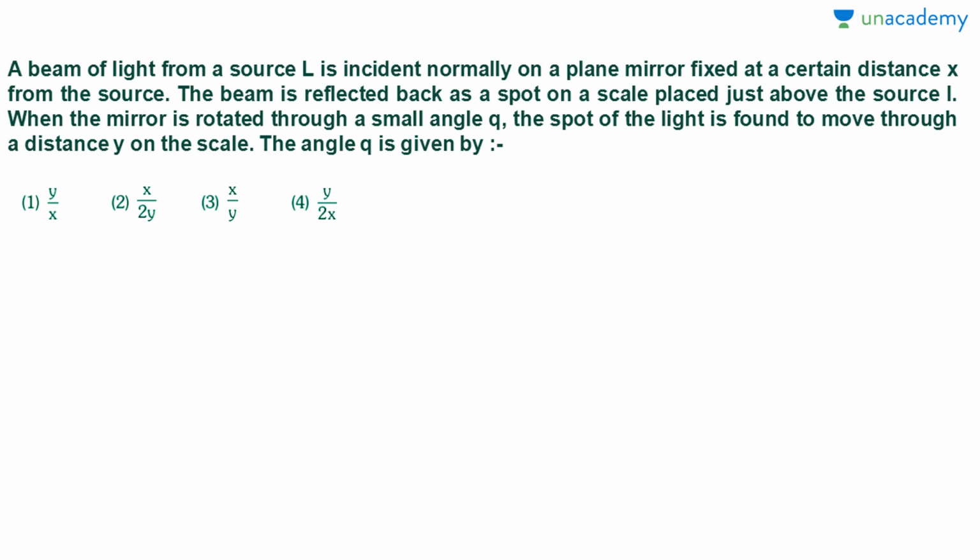A beam of light from a source is incident normally on a plane mirror fixed at a certain distance x from the source. The beam is reflected back as a spot on the scale placed just above the source. When the mirror is rotated through a small angle theta, the spot of light is found to move through a distance y on the scale. The angle theta is given by these four options. Now I will explain this problem with the help of a figure, which will be clearer.